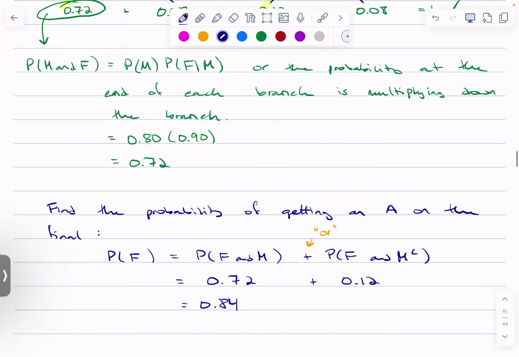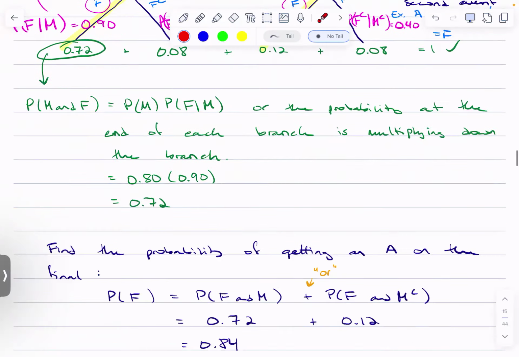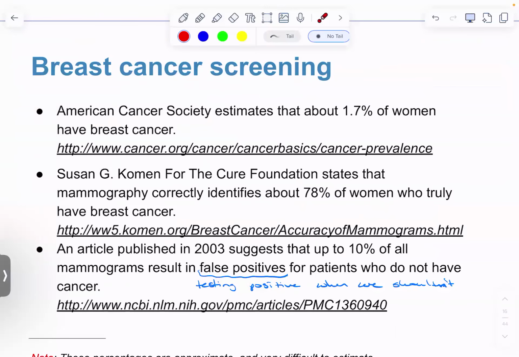Looking at this example that we did here, right? All these conditional probabilities have to be in the second event, right? Conditional on the first event happening. So that's going to be a clue. In this case, what are the conditional probabilities that we've been given?